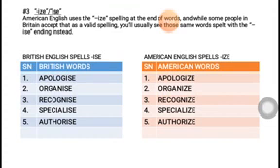Organize in British English is different from the spelling of the same word in American English. And what is the difference? ISE, IZE. Recognize in British English is compared with American English. Specialize in British English ends with ISE, but that is not the case in American English. It is IZE.